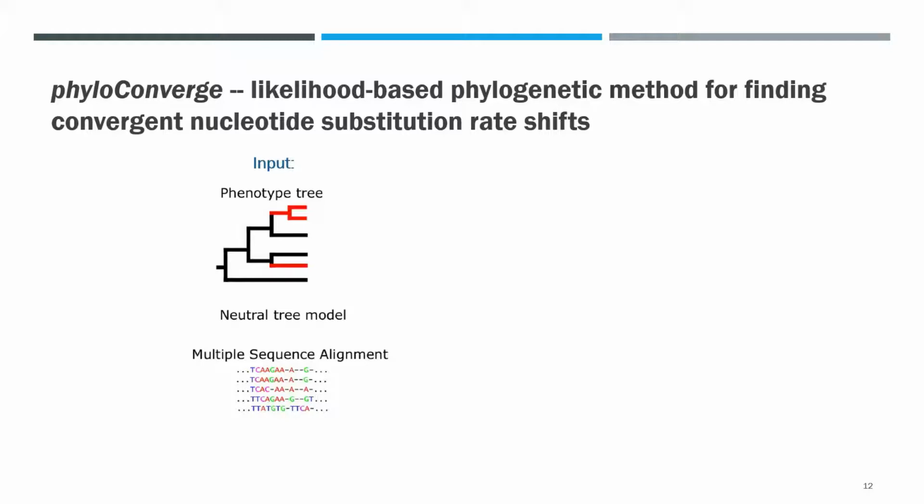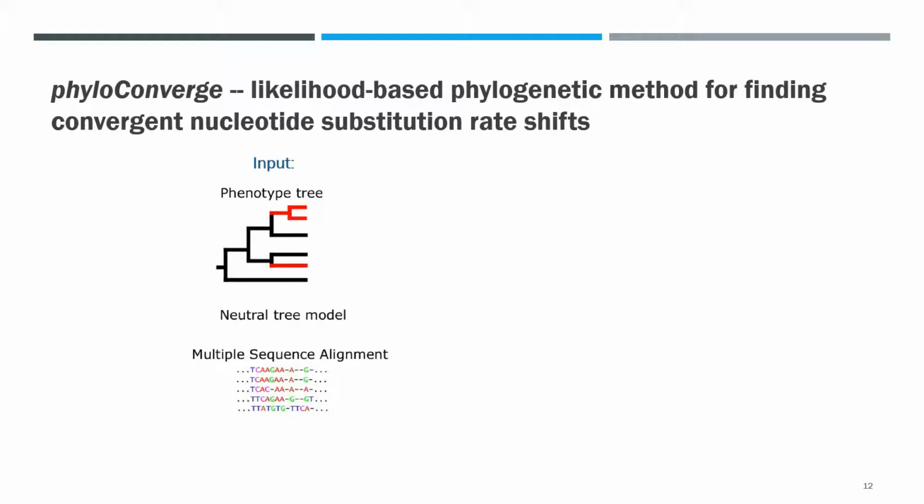First, it takes a phenotype tree. Over here, the red branches signifies the foreground species, or the species with convergent phenotype. It also takes in the multiple sequence alignment of all the species in the phylogeny. And finally, it also takes in the neutral tree model that represents the neutral rate of evolution.